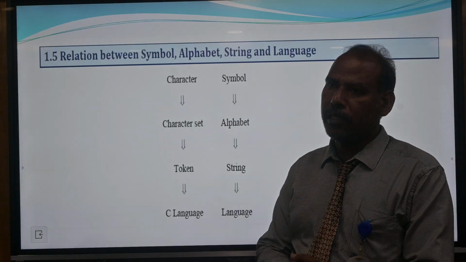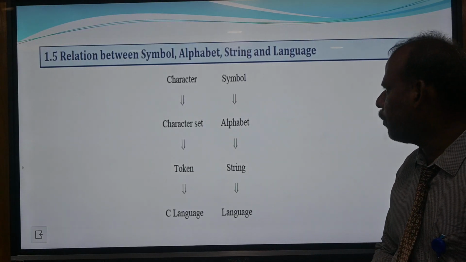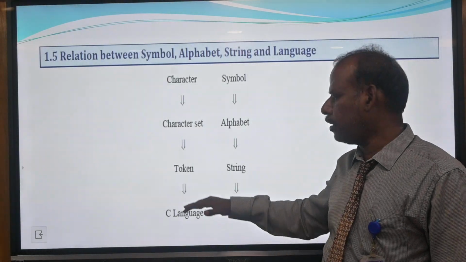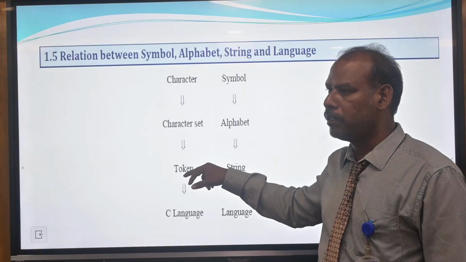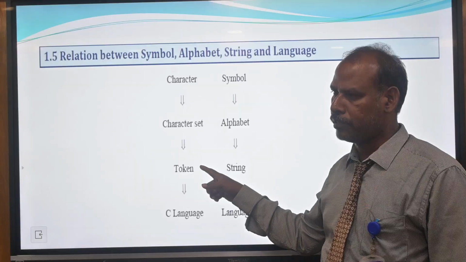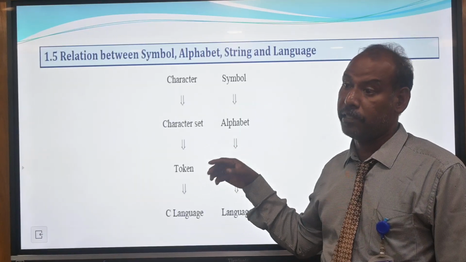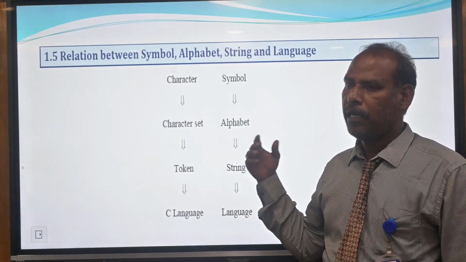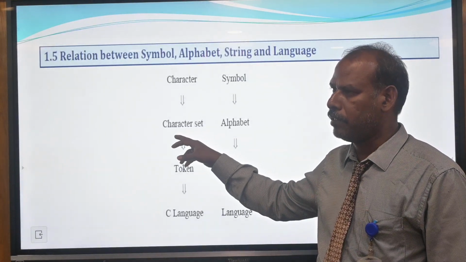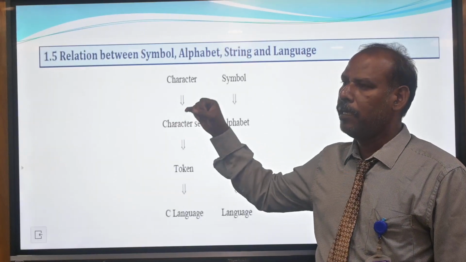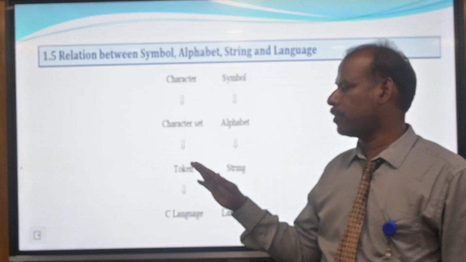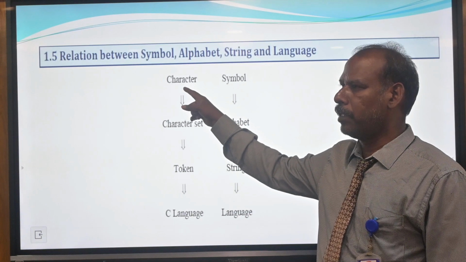Next, what is the relation between symbols, alphabet, string, and language? Here, for example, a language is developed depending on tokens. Tokens are the smallest individual units of the programming language, that is, variables, identifiers, constants, and all those things. These are formed using a character set. A character set is alphabets, numbers, special characters, and white space characters. So it is built up using characters.